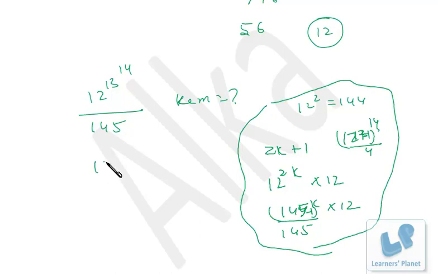So that's 12 raised to 4k into 12, okay? So 12 raised to 4k, I just write it as 144 raised to 2k. Okay, now 144 raised to 2k, if I divide this expression by 145, the remainder will be minus 1 raised to 2k. Now whether k is odd or even, 2k will definitely be even, right? So minus 1 raised to 2k, the remainder will be 1 only. That 1 into this 12, the final remainder will be 12.